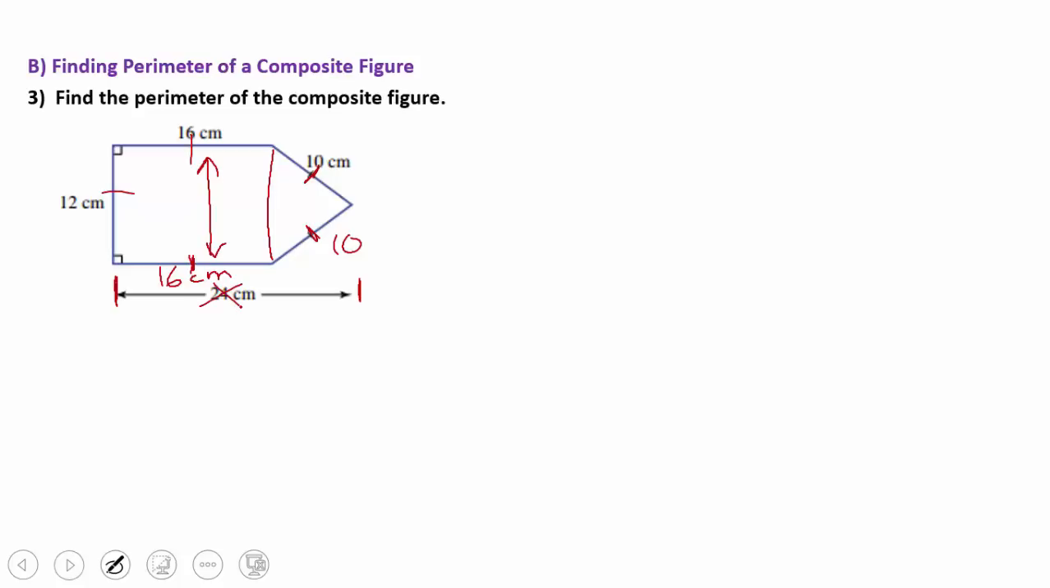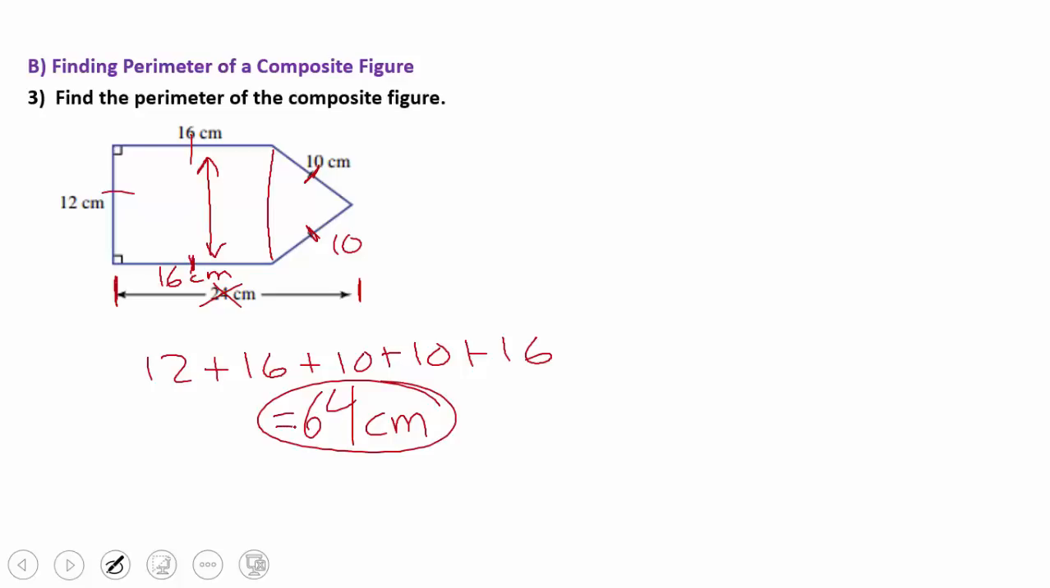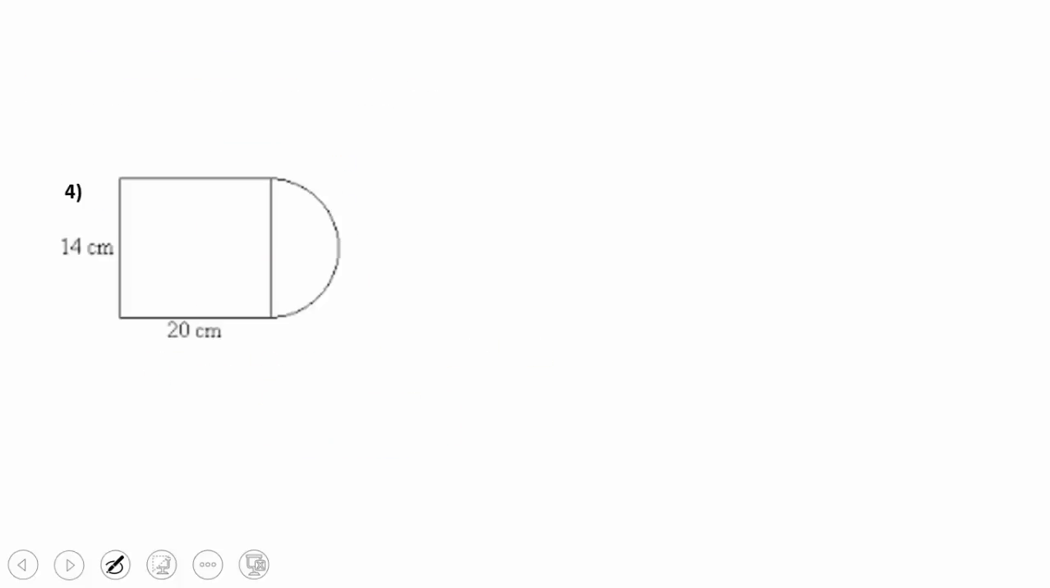So now all I have to do is what? That's right, add them all up. So I'm going 12 plus 16 plus 10 plus 10 plus 16. I punch that into my calculator, I add it all up together, and I find that I have 64 centimeters as my perimeter. Going to my next figure.